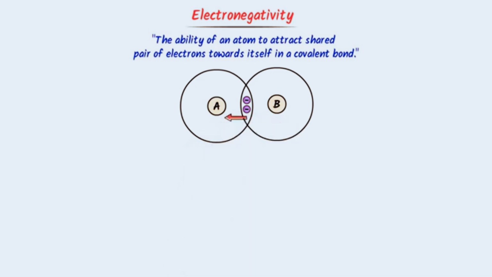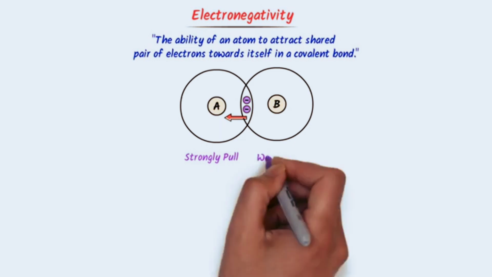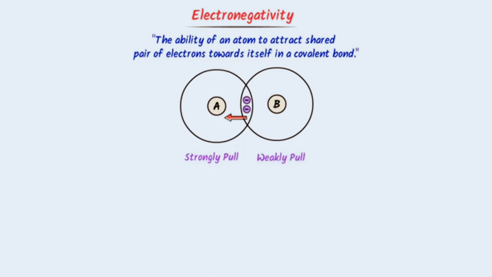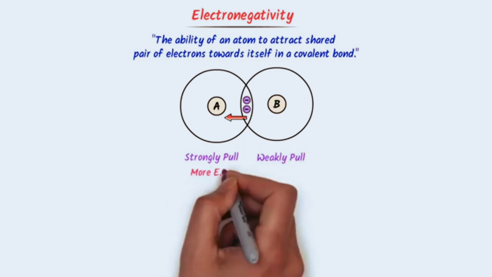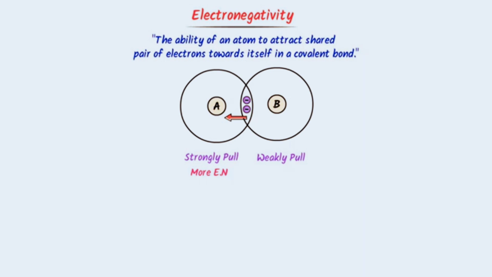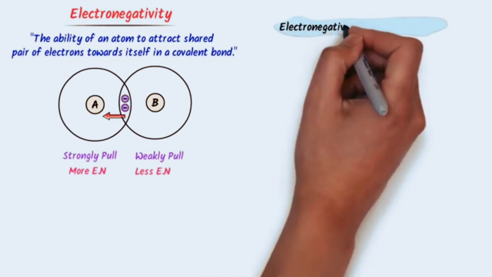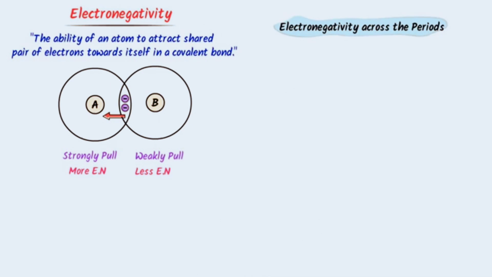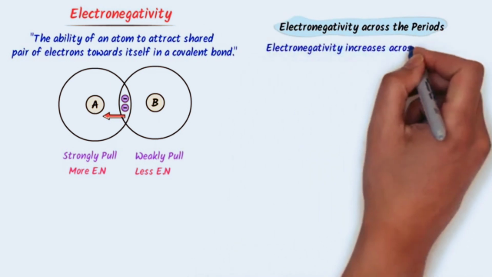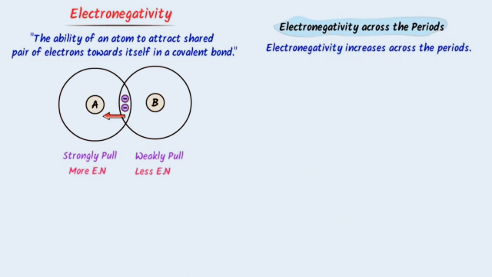Let A atom pull this pair of electrons more towards itself, while B atom pulls the shared pair of electrons less towards itself. So we say that A atom is more electronegative because it strongly pulls the shared pair of electrons, while B atom is less electronegative because it weakly pulls the shared pair of electrons. Now we will learn trends of electronegativity in the period. Remember that electronegativity increases from the left to the right.